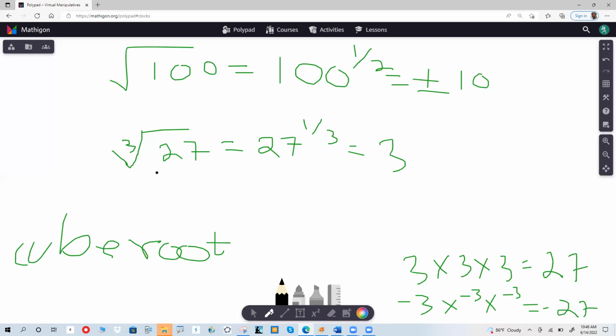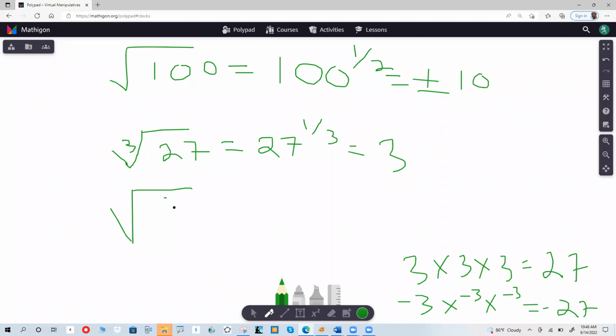Okay, let's try one more. I'm going to erase this here a little bit. We're still talking about cube root. And what is the cube root of 8? In other words, I'm asking you to tell me what number multiplied by itself, written 3 times, will give you 8. What do you think? What times what times what is 8, guys? Who's going to tell me?